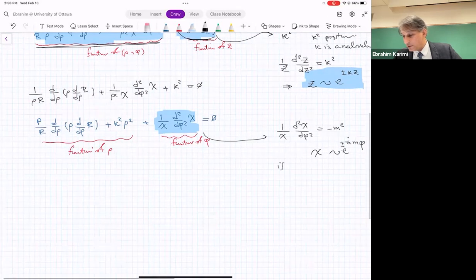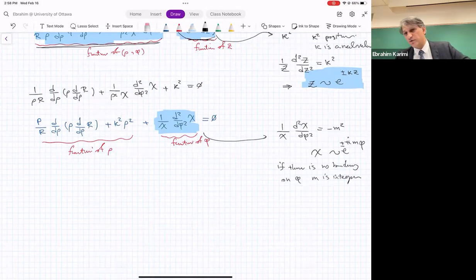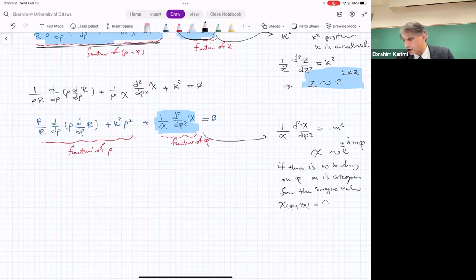And if there is no boundary on phi, m is an integer. Or in general, you can say m is an integer also for the boundary. When there is a boundary there, you can expand it in terms of an infinite number of, let's say, harmonics. For being single valued, you know that chi of phi plus 2 pi should be equal to chi of phi. That dictates that m should be an integer.